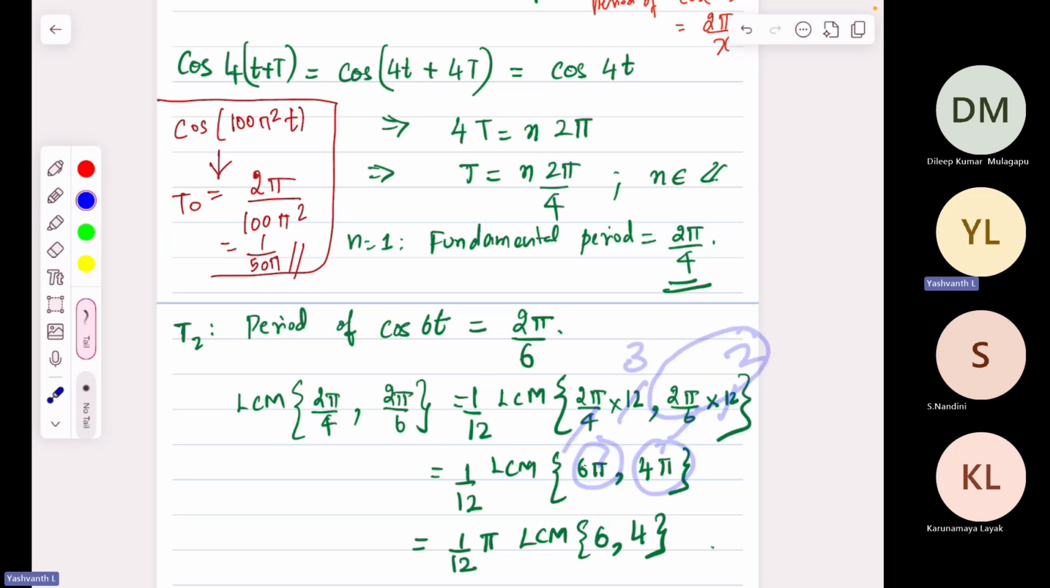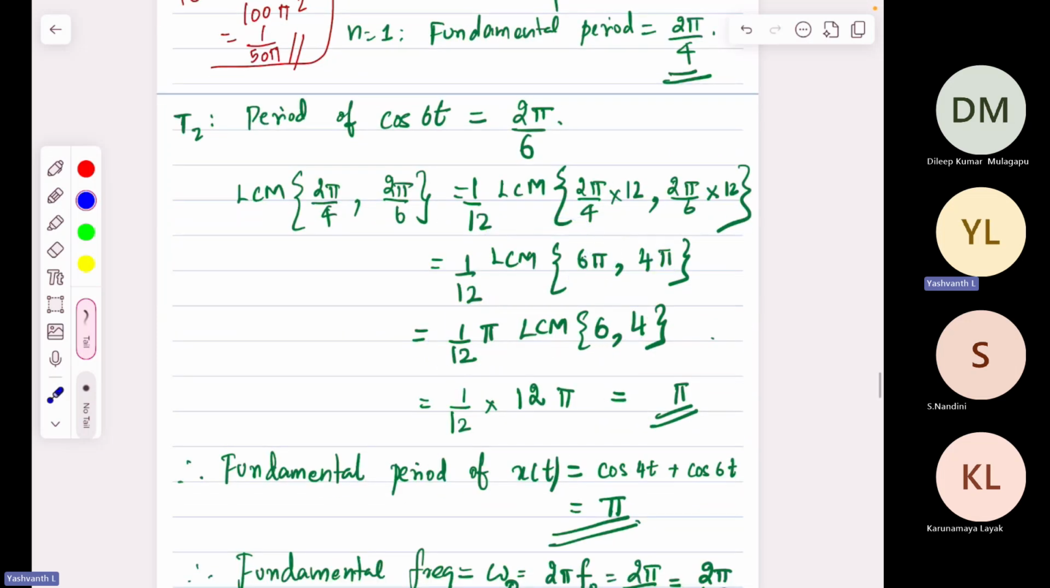Now the LCM of 6 pi and 4 pi: pi is common, so you can take it out. So it becomes 1 by 12 pi into the LCM of 6 and 4. The LCM of 6 and 4 is 12. Therefore, it is nothing but 1 by 12 pi into 12, which is equal to pi. Therefore, the fundamental period of x of t equal to cos 4t plus cos 6t is pi. Pi seconds is the fundamental period.